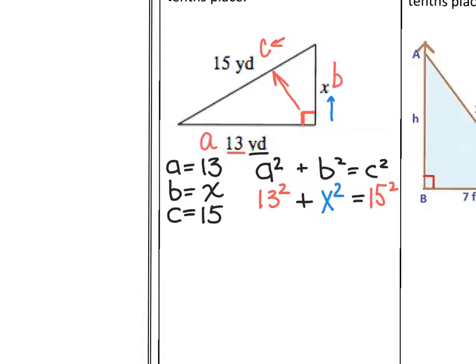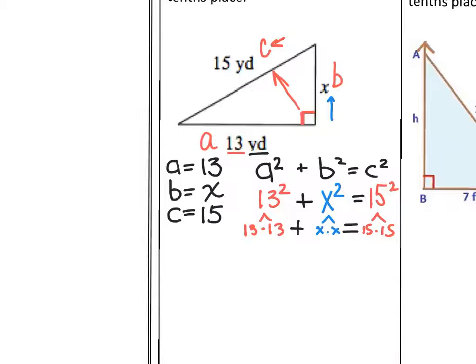So now let's punch this into your calculator. I'm going to go ahead and put in my calculator 13 times 13. So let's write this out. 13 times 13, 15 times 15, and X times X. And don't forget to put your plus sign. I see some people forgetting to put these two symbols, which are really, really important.